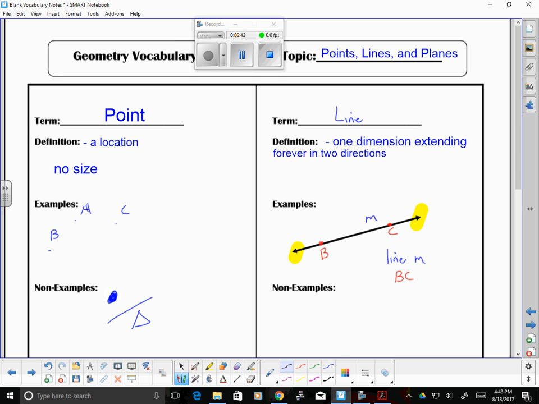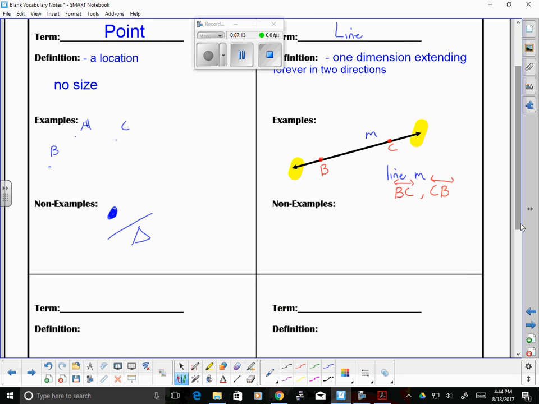And instead of using the word line with BC, we would use a little symbol like this. So we have two separate ways of naming this line. The order's not important, so we could do C to B. If I make a line forever from C to B in both directions, it's exactly the same thing as going from B to C. If I have other points on there, I only need to list two of those.